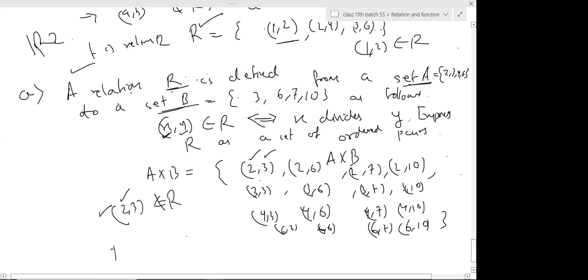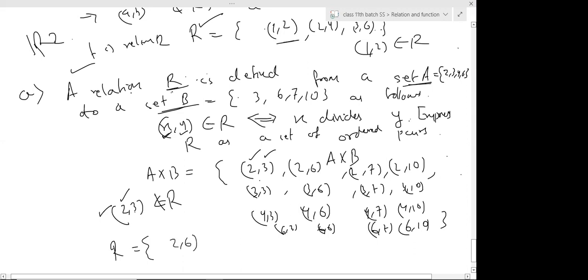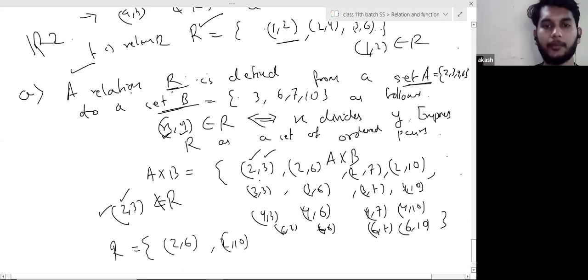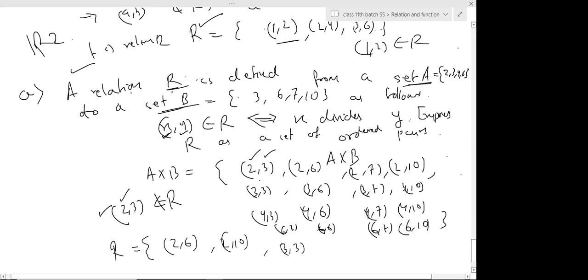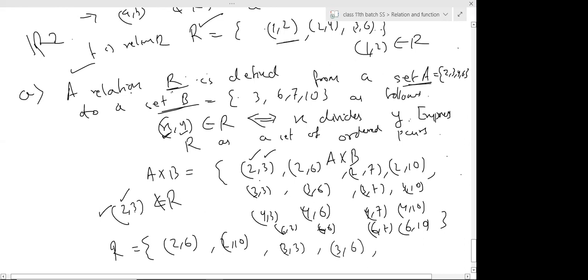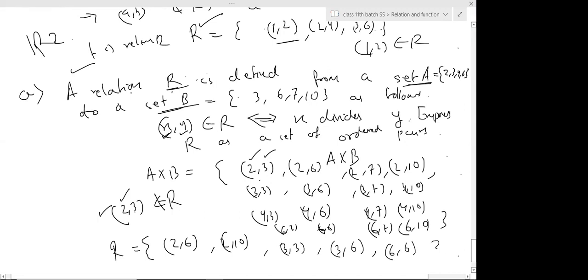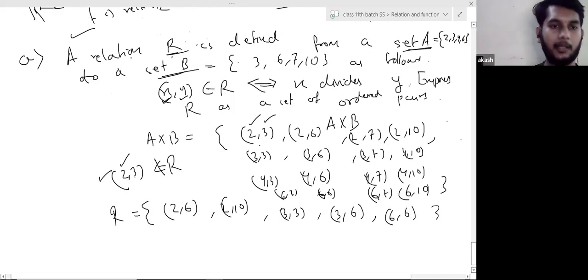All right. So if we try to write this set R, what are the elements that will be here? (2, 6), (2, 10), (3, 3), (3, 6), (6, 6). Is that all? Yes. So these are all the elements that are in R. So this is the relation R.